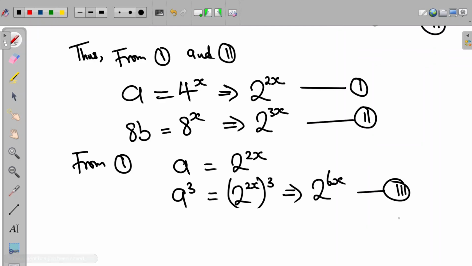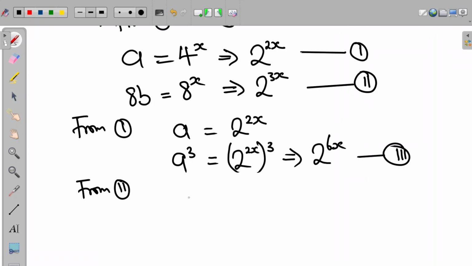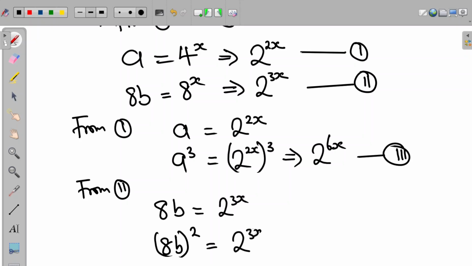Also, from equation 2, we have that 8b is equal to 2 raised to the power of 3x. Now, this can be written as 8b all squared is equal to 2 raised to the power of 3x, all squared, and this is equal to 2 raised to the power of 6x. Let's call this equation 4.